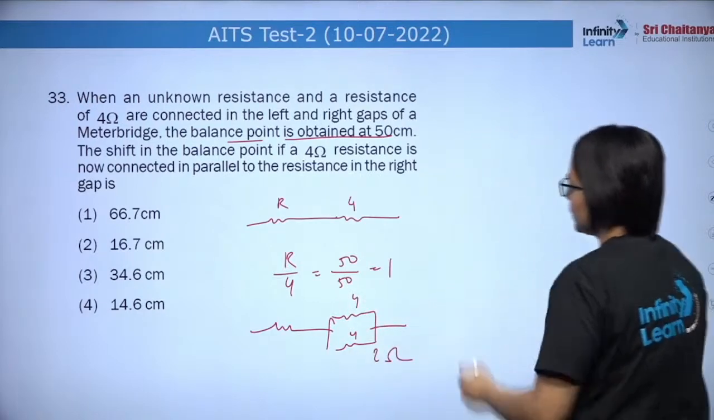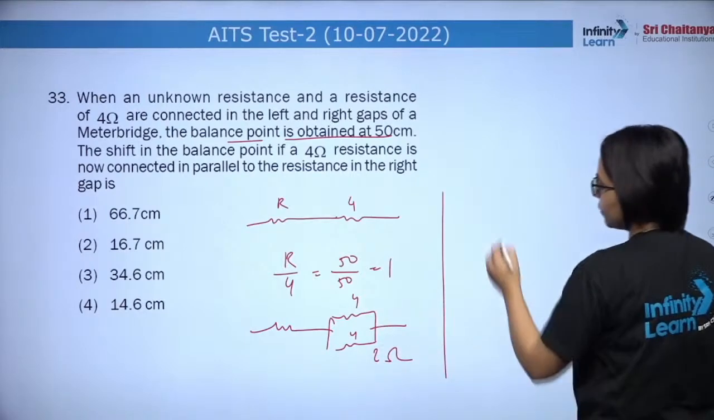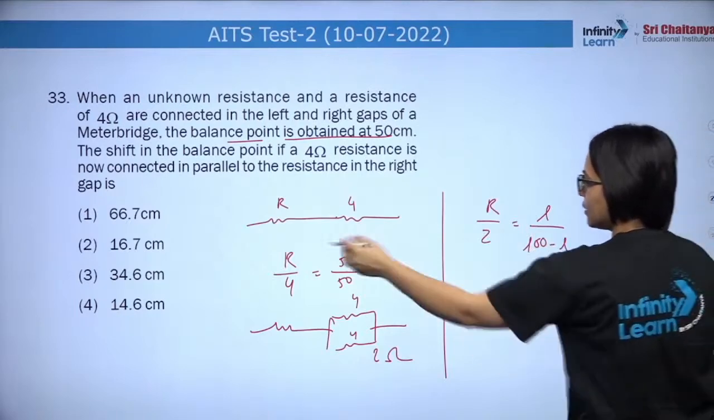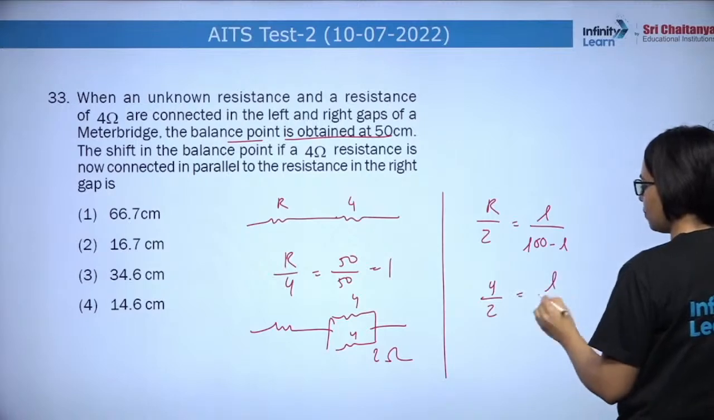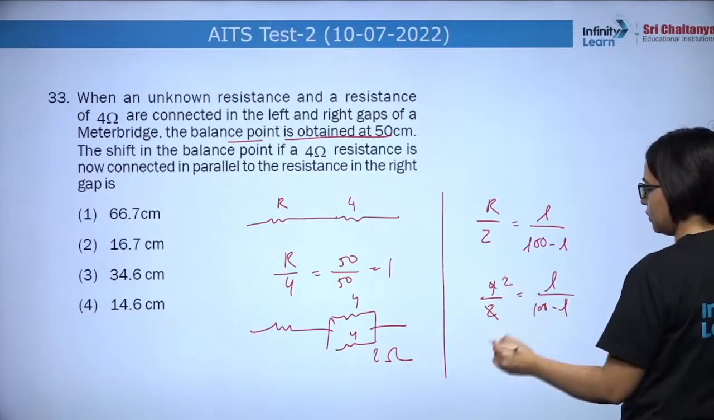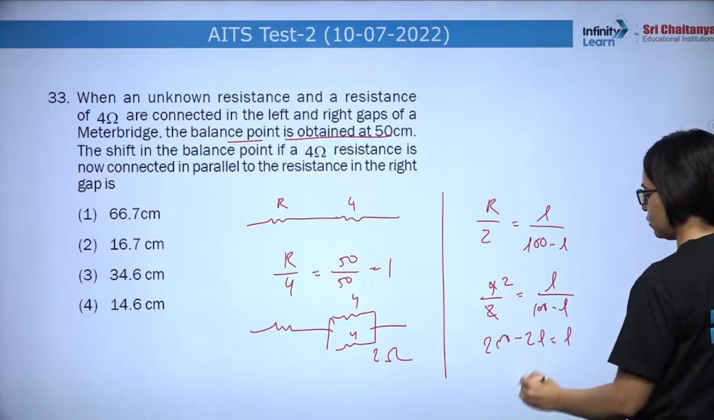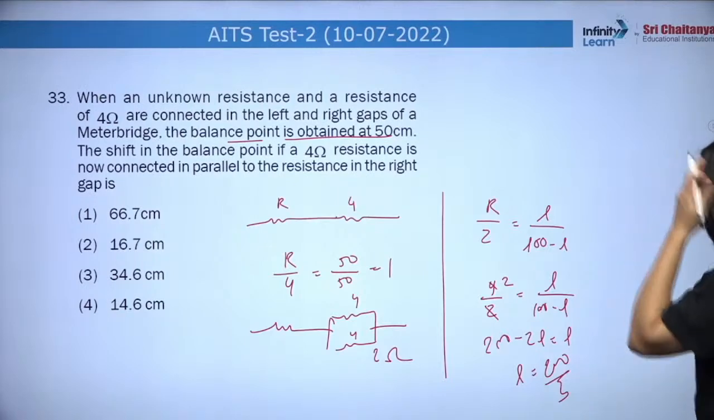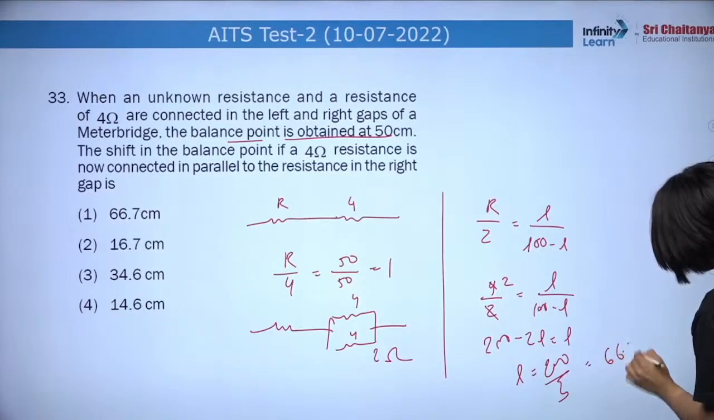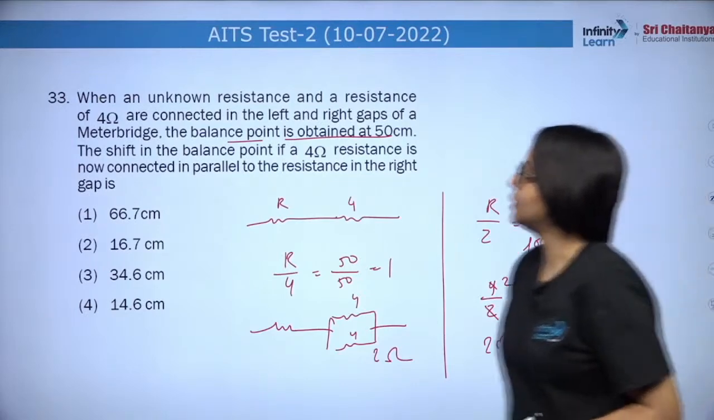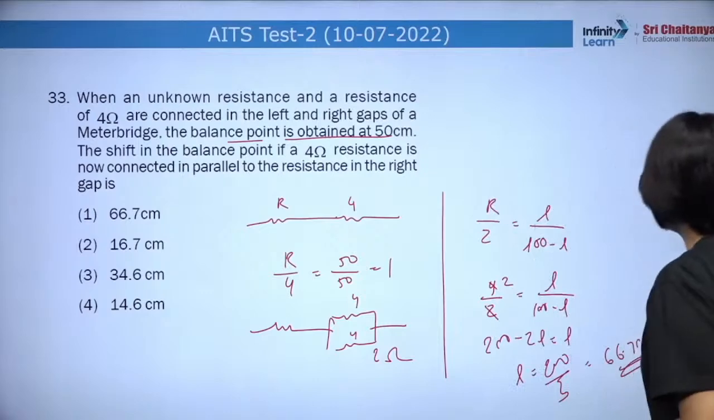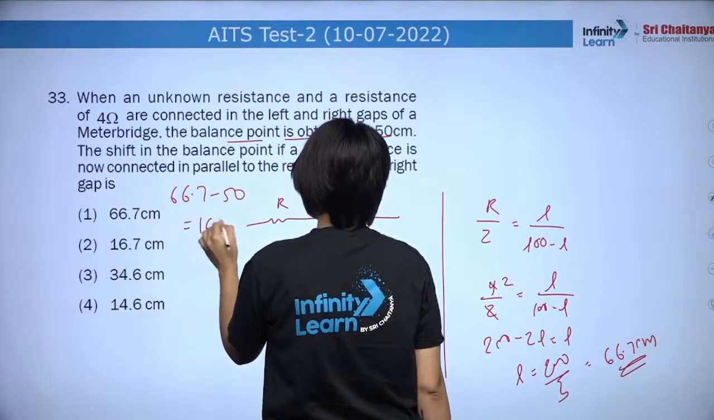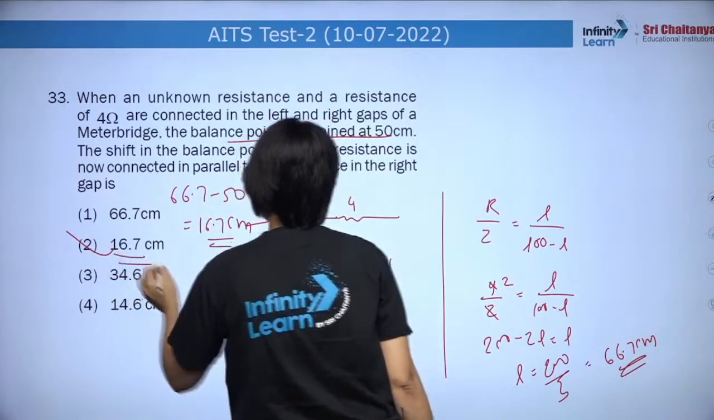Let's say the new balance point is at a distance L from the left. So this will be R upon 2 is equal to L upon 100 minus L. R is equal to 4, so 4 upon 2 is equal to L upon 100 minus L. So this will give you 200 minus 2L is equal to L. So L will be 200 divided by 3, that is equal to 66.7 centimeter. So earlier it was at 50 centimeter, now the balance point is at 66.7 centimeter. So shift will be 66.7 minus 50, that is 16.7 centimeter, which is option 2.